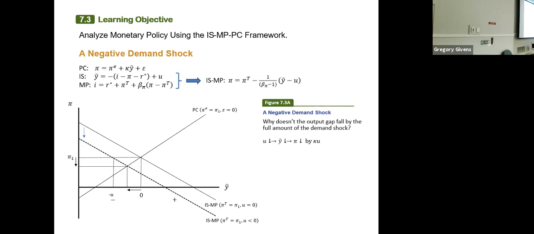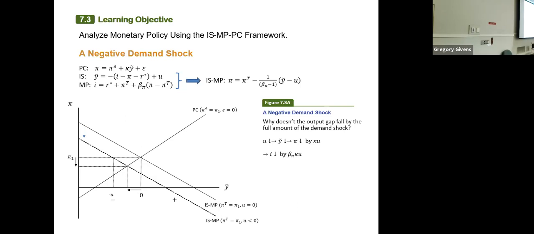That's the first step here. So U goes down, the output gap goes down. Now, if the output gap falls by, let's say, 1%, what happens to the rate of inflation in the Phillips curve? If the output gap goes down by 1%, then inflation, all else equal, is going to go down by kappa percent. That is kappa times the demand shock. Okay? So you see how a shock to the demand side of the economy will get fed through to the supply side of the economy because inflation depends on the output gap.